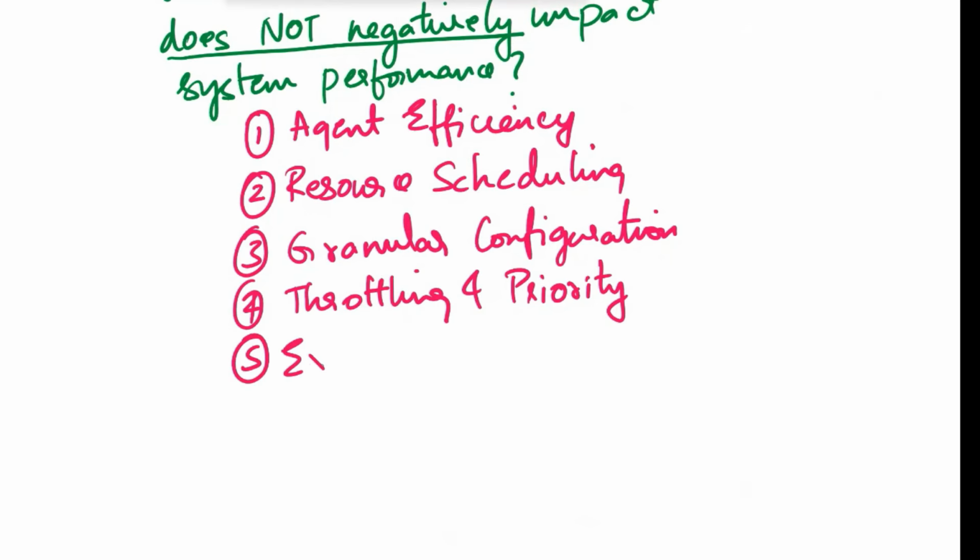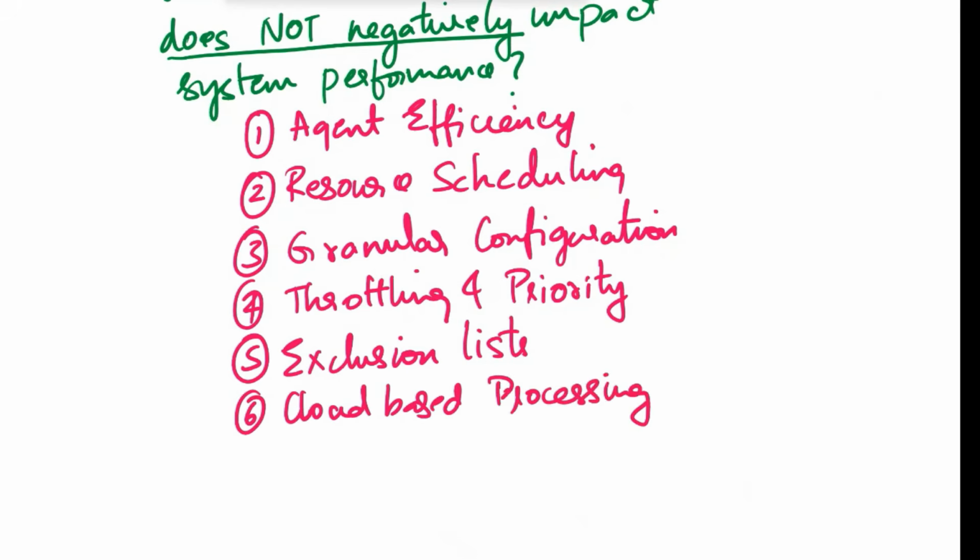Next one is exclusion lists. Create exclusion lists for certain files, directories, and applications that are known to be safe. This prevents unnecessary scanning of trusted files and reduces system overhead. Next one is cloud-based processing. Opt for EDR solutions that offload heavy processing tasks to the cloud. This reduces the strain on local endpoints and minimizes performance impact.